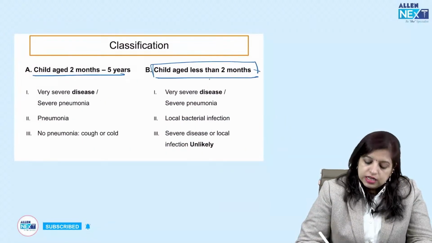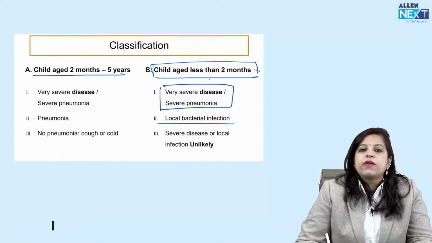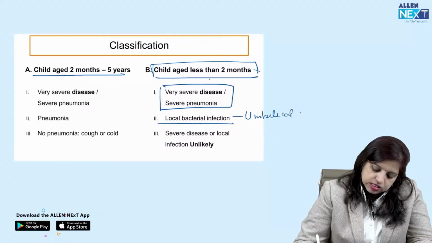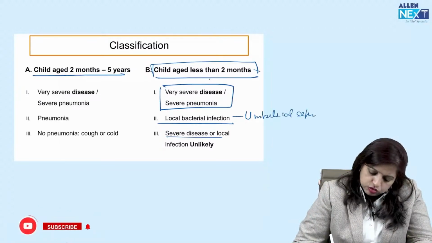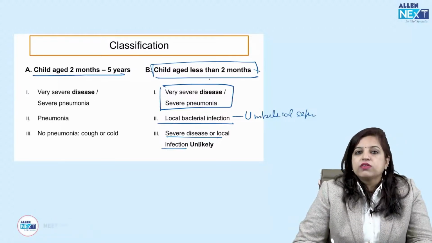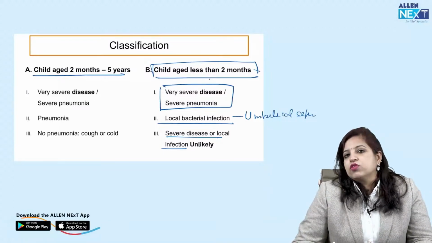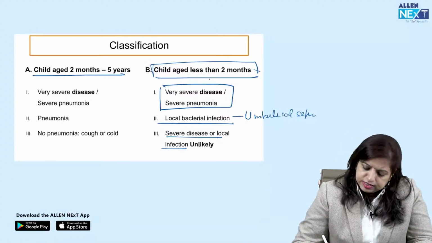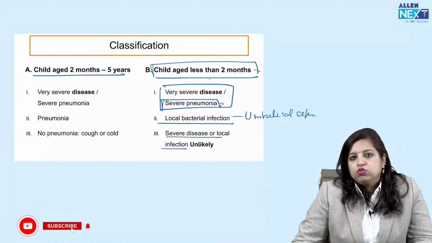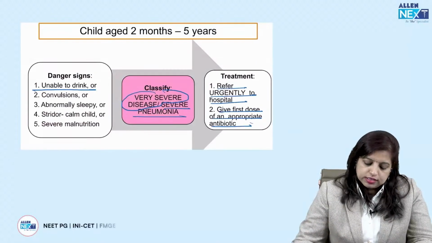less than 2 months, either we have the very severe disease or severe pneumonia, and then we have the local bacterial infection in form of, let us say, umbilical sepsis in this case, or we have the severe disease or local infection, unlikely. So in this case, since the child was 1.5 months, there is no category of pneumonia or cough or cold in this category. There straight away that category is severe pneumonia. That is why I gave the diagnosis of severe pneumonia in that case. So deliberately I put the two questions so that you are able to understand, right?